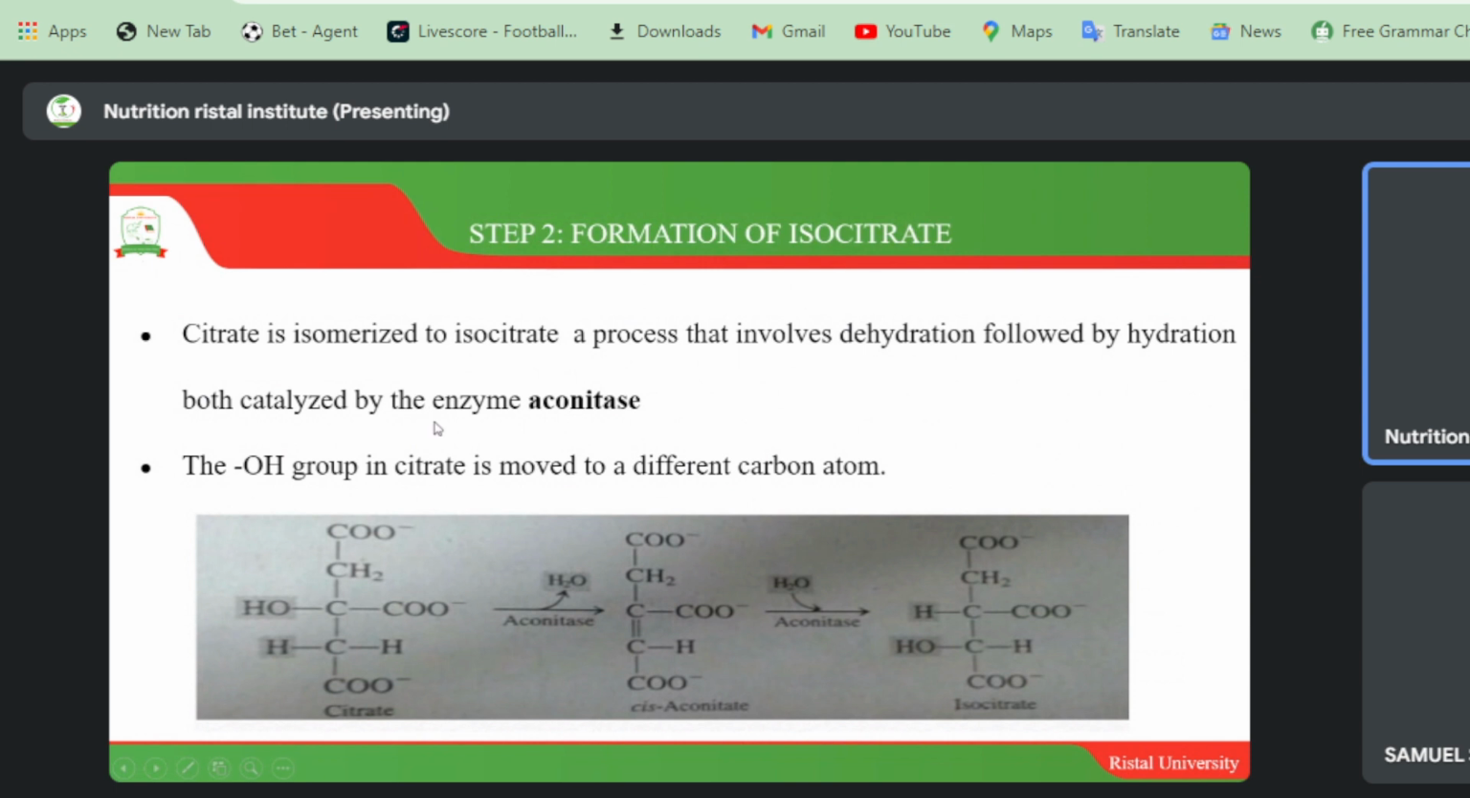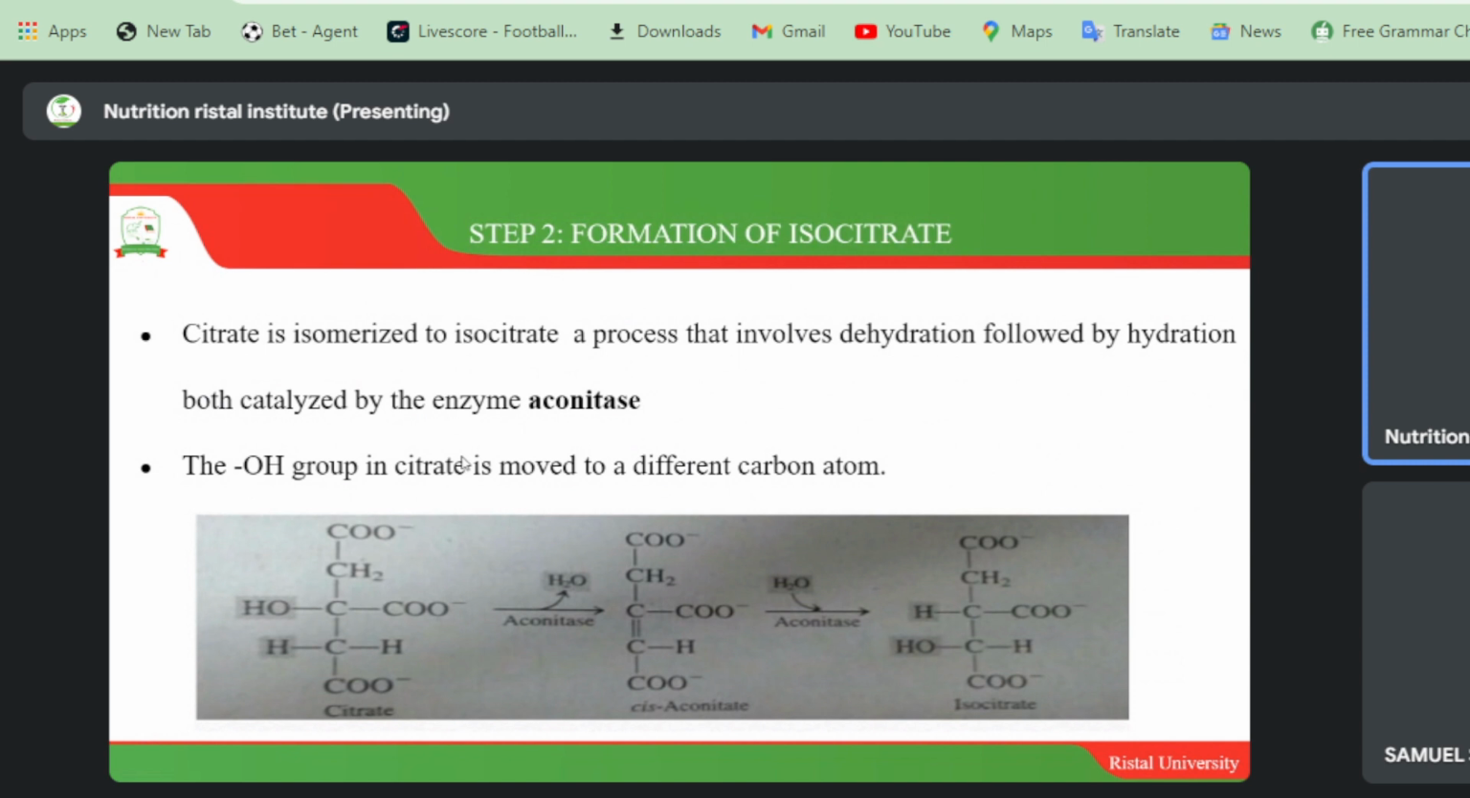The second step here, after the joining of oxaloacetate to acetyl-CoA, we form our citrate. What happens next is that this citrate is converted into isocitrate. It's more like an isomer, and this reaction is catalyzed by an enzyme called aconitase. What happened here is that citrate is isomerized to isocitrate. In simple terms, citrate is an isomer of isocitrate.